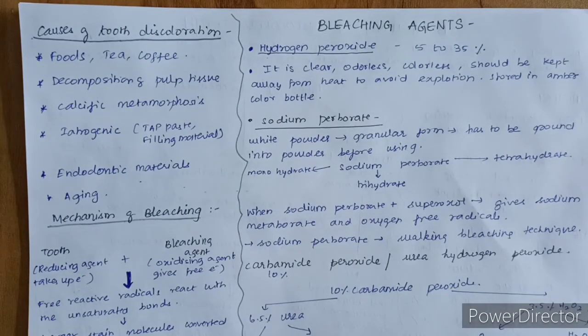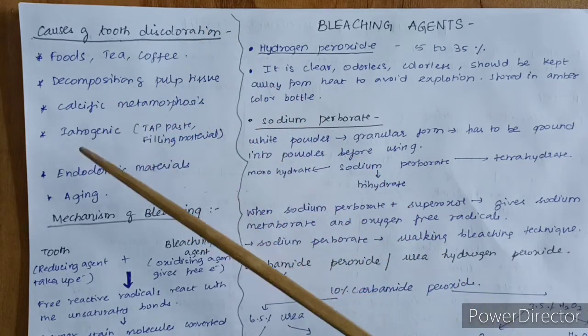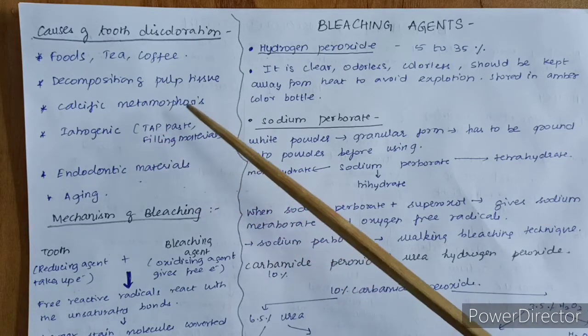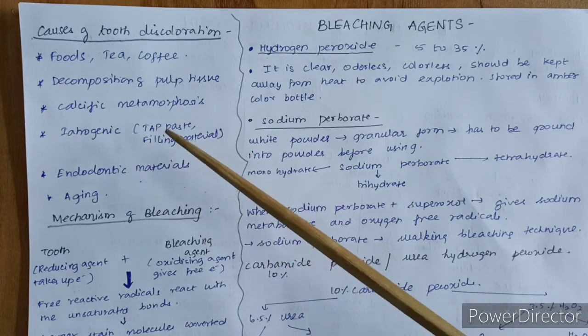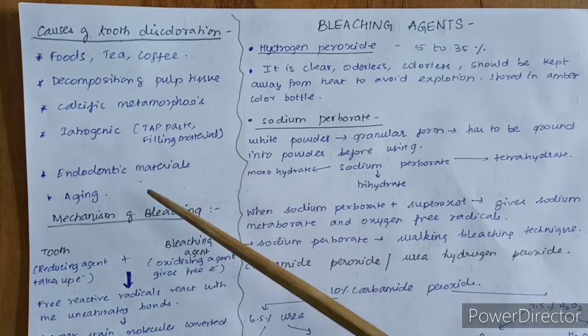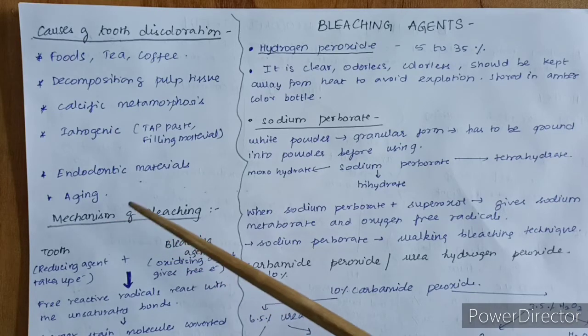So what are a few causes of discoloration? Tooth discoloration may be because of foods, or decomposition of the pulpal tissue, because of calcific metamorphosis, or maybe because of the filling materials or the endodontic materials that we use, for example TAP paste, etc. Then discoloration can also occur because of aging.